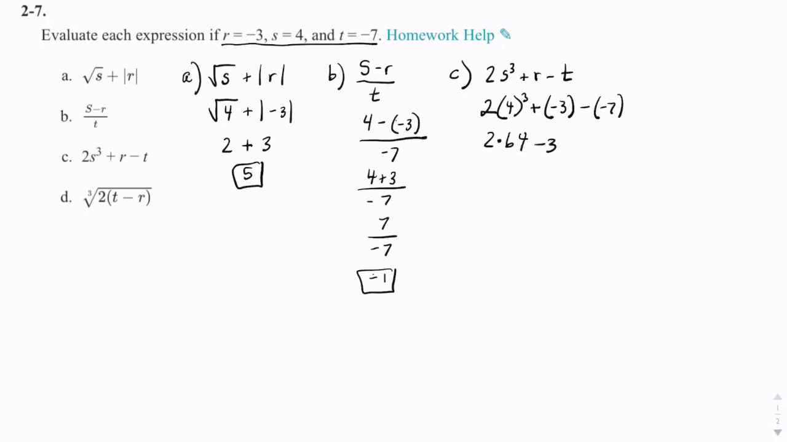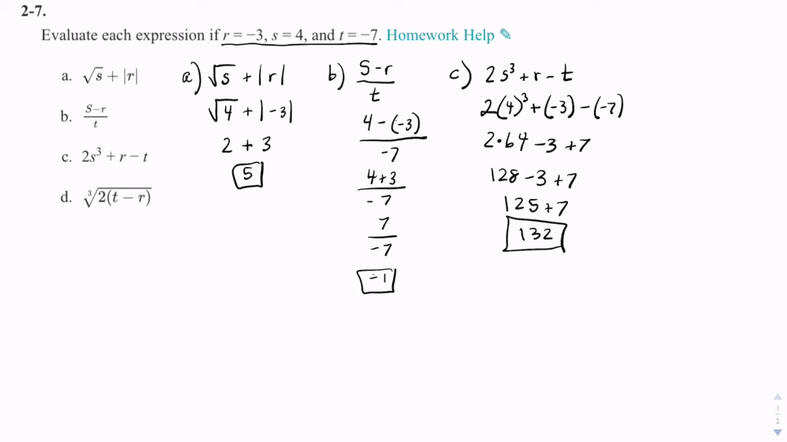Minus 3, minus a negative is plus 7. So 2 times 64 is 128, minus 3 plus 7. Again, I'm doing one step per line. 128 minus 3 is 125, plus 7 is 132. So for C, we get 132.